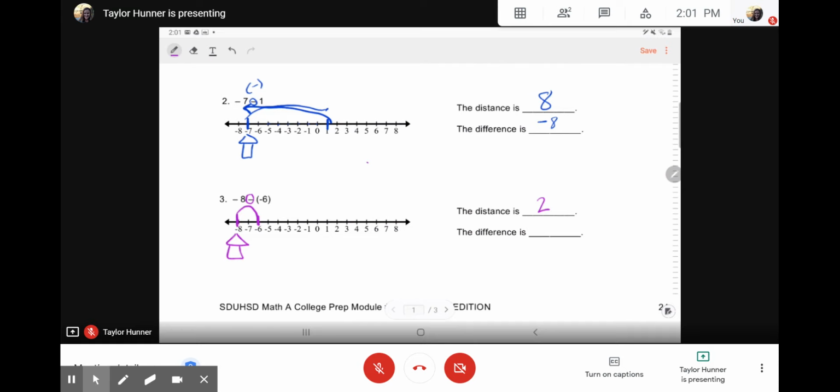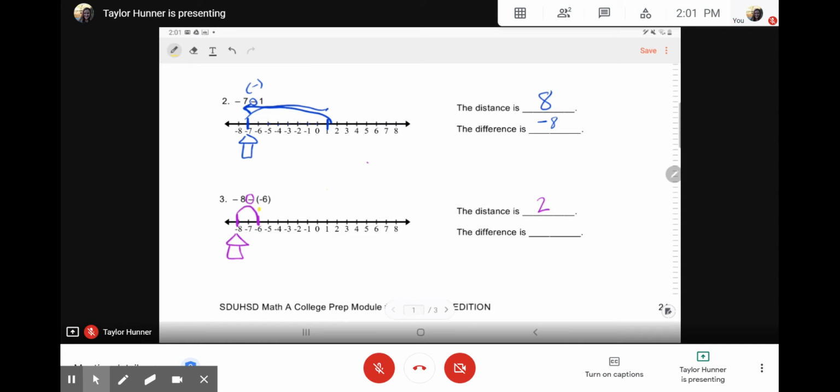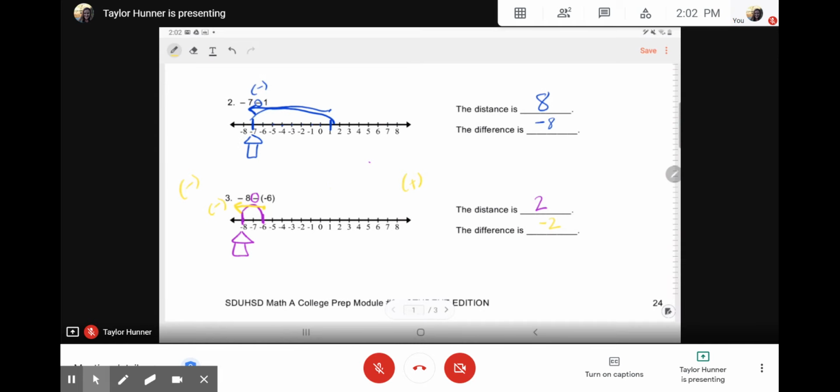But I now have to think, okay, which direction am I going back in? I ended up here and I'm going back this way. So I'm going in the negative direction because when we go to the left, it's the negative direction. When we go to the right, it's the positive direction. So my difference is actually a negative 2 here. Okay, now we're going to go on to this next page.